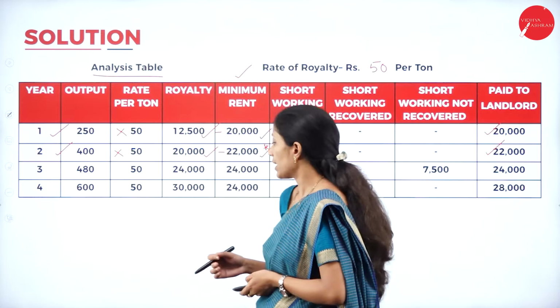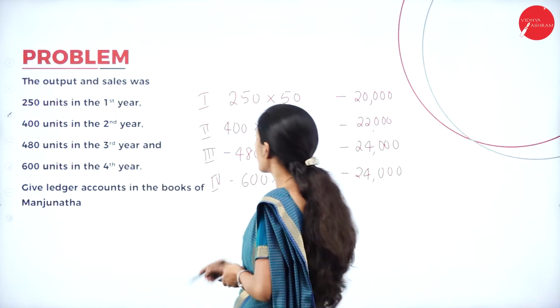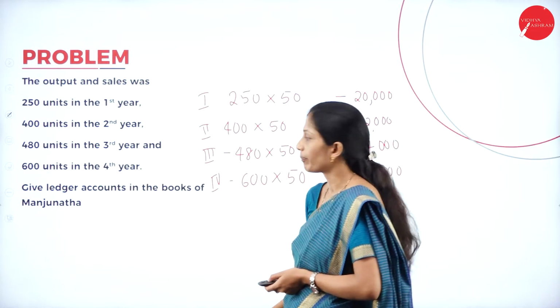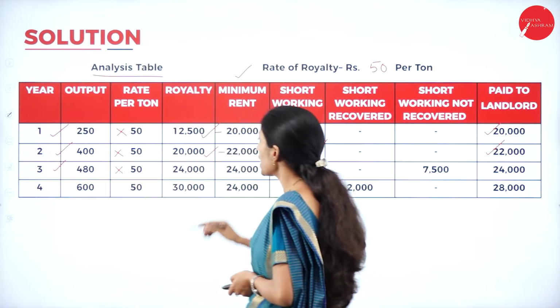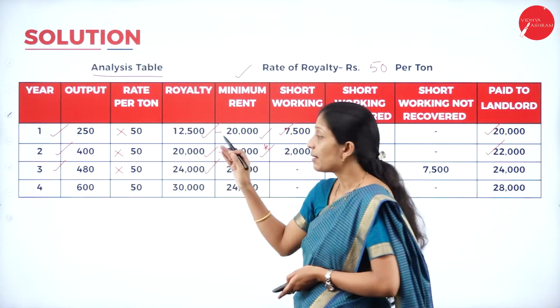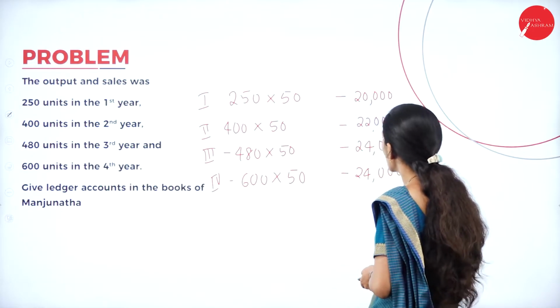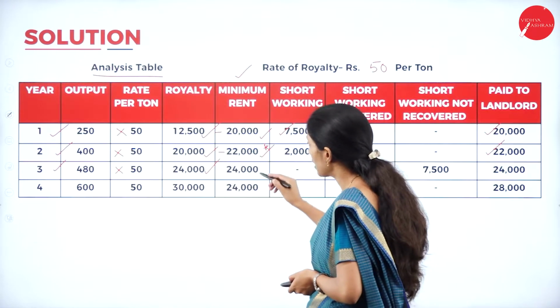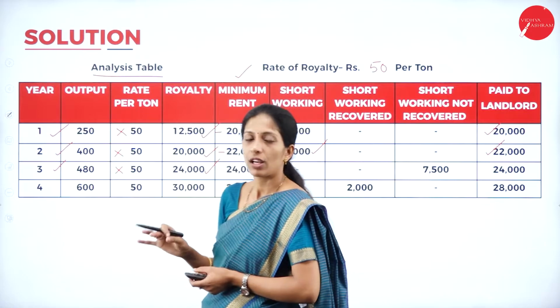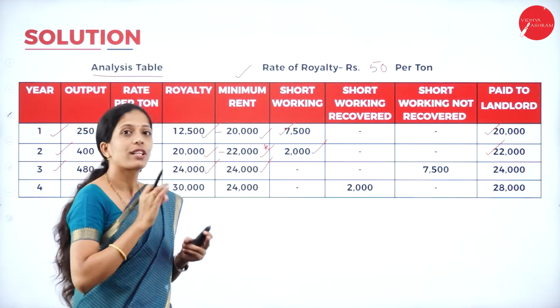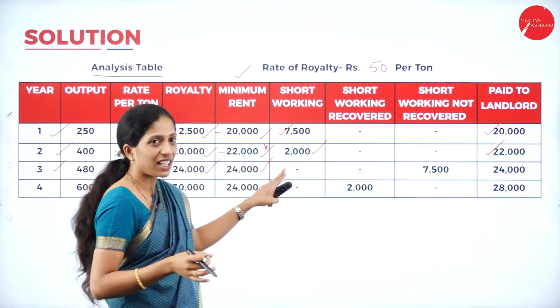Now come to the third year. So what is the production? 480 into 50. So 480 into 50, so 24,000 is a royalty. But what is the minimum rent? 24,000 itself is a minimum rent. So both are equal. So there is no short workings. So short workings is nil.